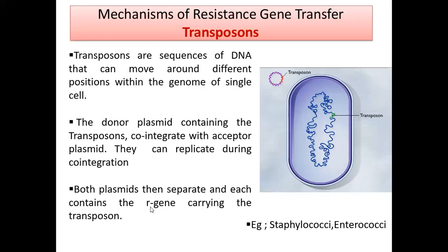So both plasmids then separate, and each contains the resistance gene carrying the transposon. Whatever transposon they transfer has the R gene, a resistance gene, right? So now if one transposon jumped to another plasmid and it has the R gene, both plasmids now have the R gene capacity.